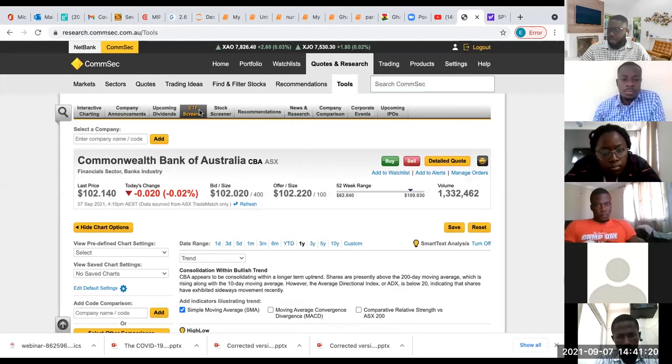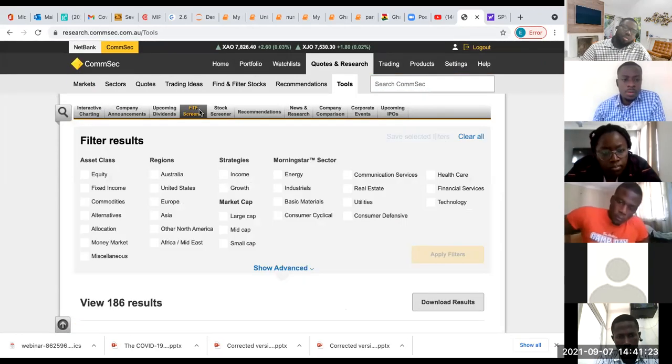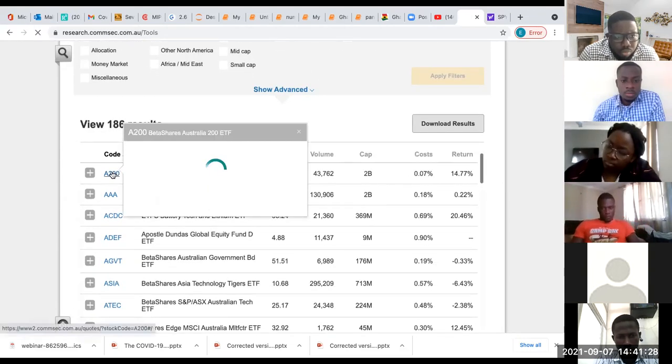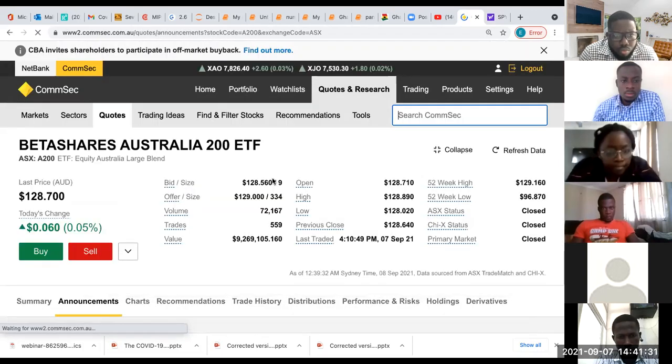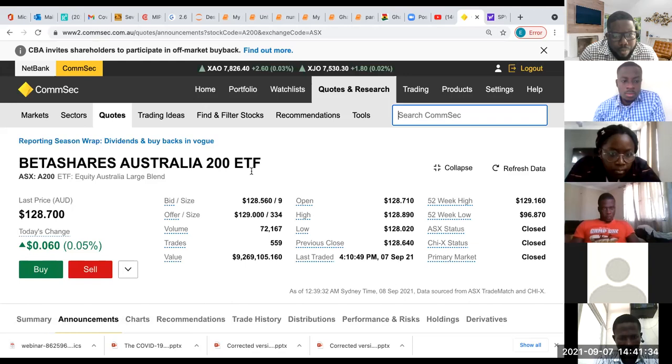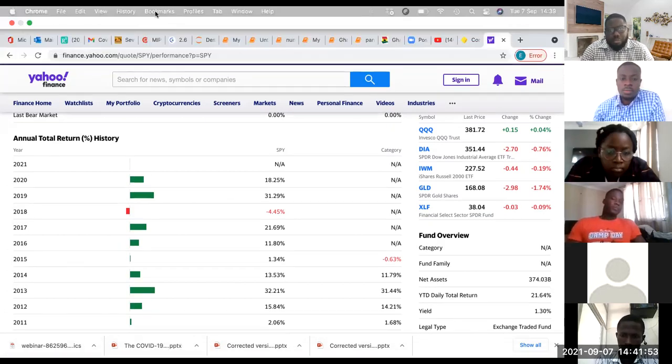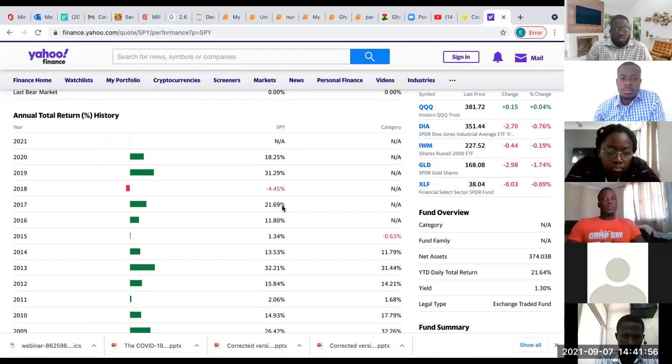Does it sound strange? I can decide to buy the Australian market, come here and say buy. So when I buy this ETF, an exchange traded fund, the return that I'm going to get from this investment, let's say in 2020, will be about 18.25%. Because the fund is constructed to replicate the performance of the market. Sorry, my video is still off.